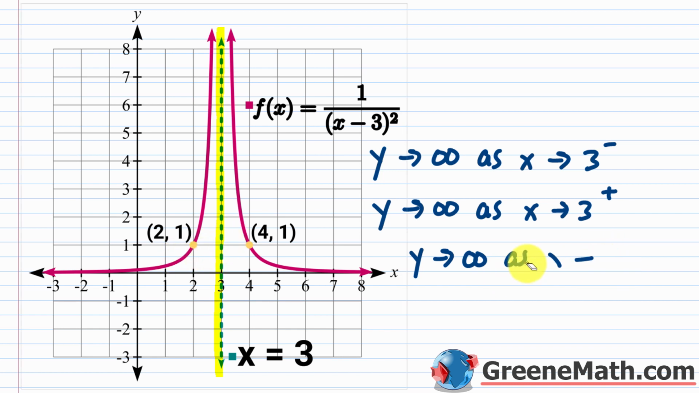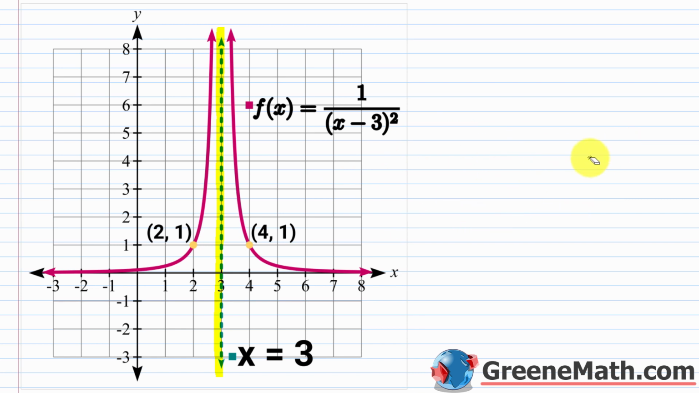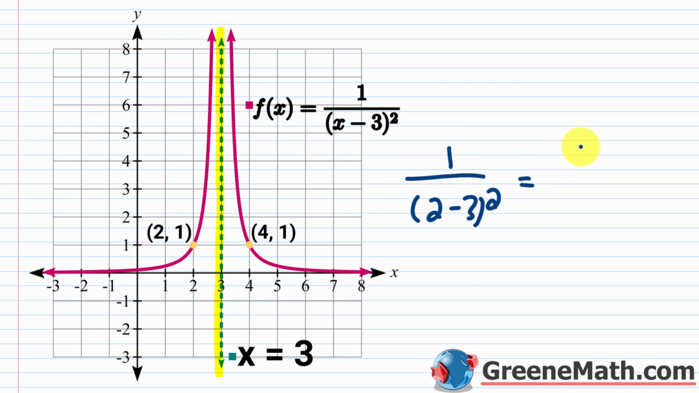So the behavior is coming from the fact that you have something that is raised to an even power here. Because if I plug in something on this side of the line x equals 3, really this down here, before I square it, would be negative. So if I plugged in, let's say, a 2, you would have 1 over 2 minus 3, quantity squared. So this would be 1 over, 2 minus 3 is negative 1, and this would be negative 1 squared.